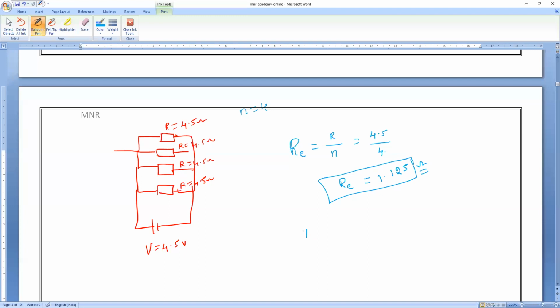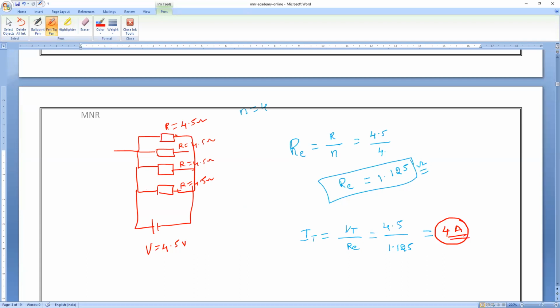Okay. Now you find the total current. Total current is equal to total voltage divided by total effective resistance. So total current is 4.5 divided by the effective resistance, 1.125. How much is the answer, guys? How many amperes now? 4 amperes. Do you understand?